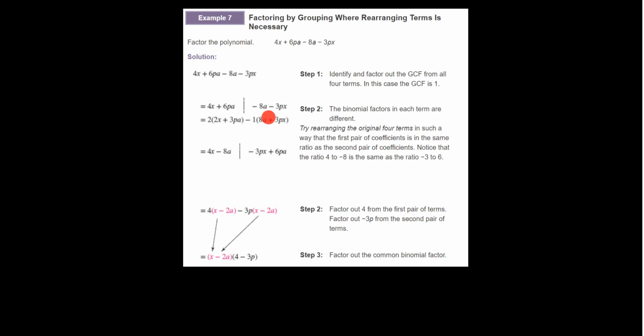That sucks. So what you have to do is rearrange the terms. In this particular case, we did 4x minus 8a, so basically we just swapped the negative 8a and the 6pa, swap sides there. It doesn't change the value of the expression, right? And then once you did that, and you split it down the middle, you see that you do indeed have the two parentheses be the same, and we are able to factor by grouping a lot easier, right? That does conclude today's lecture.